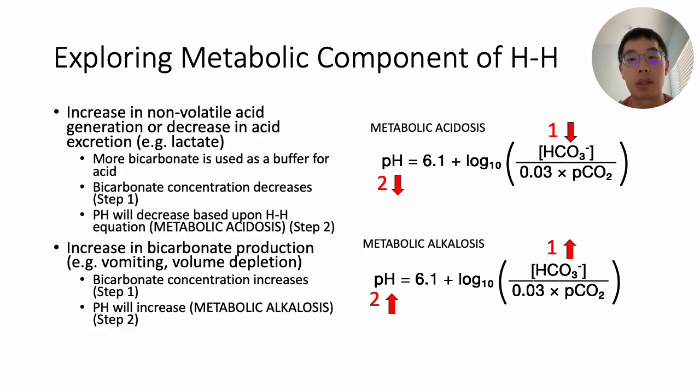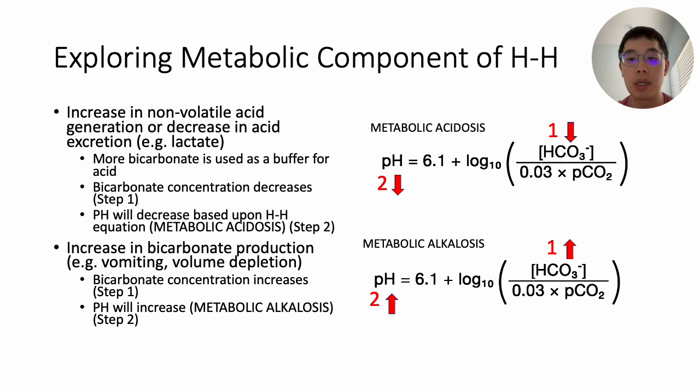Let's explore the metabolic component of the Henderson-Hasselbalch equation now. If we increase acid generation, this will cause our bicarbonate buffer stores to decrease. The usage of bicarbonate then will lead to a decrease in pH, leading to acidemia. Since the bicarbonate was the primary cause of the low pH, this is called a metabolic acidosis.